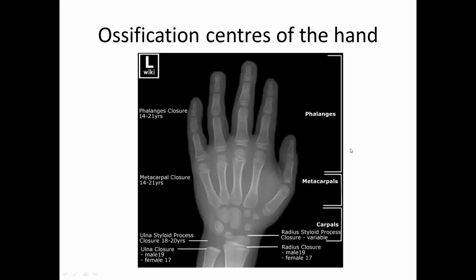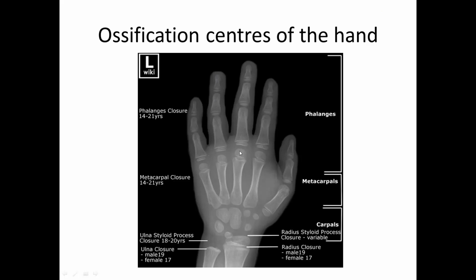Now this X-ray shows you ossification centers of the hand, which is very important in a child where you want to figure out their bone age. The best place to do this is an X-ray of the hand. Now here you can see the phalanx. These are the primary ossification centers of the phalanx, and these are the secondary ossification centers of the phalanx.